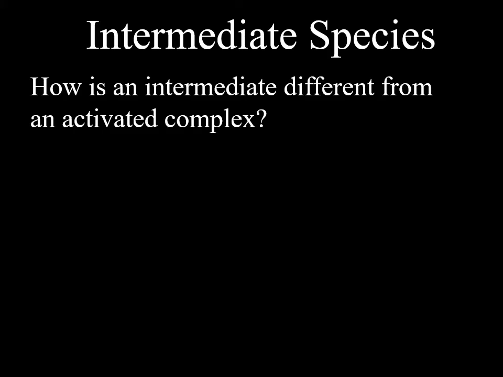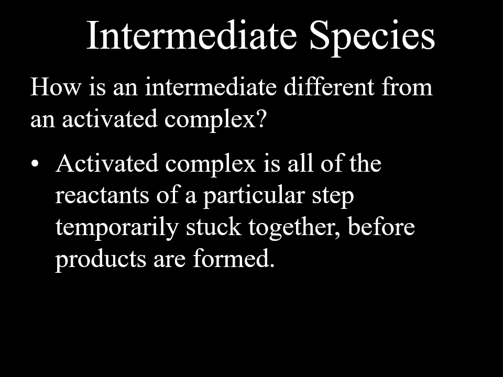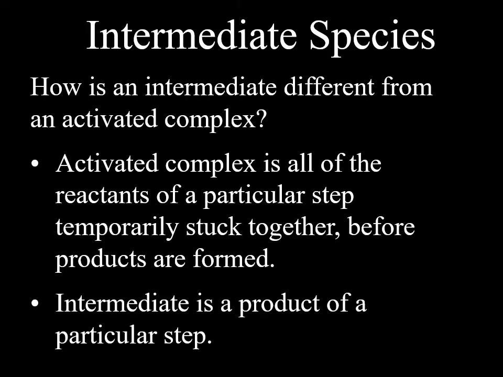So how is an intermediate different from an activated complex, you may ask? Good question. Activated complex is all of the reactants of a particular step temporarily stuck together before the products are formed. It's not something that you can actually analyze for. It's really more of just an idea of how we're describing what's going to happen. Let's just say they all collide and stick together for a second.